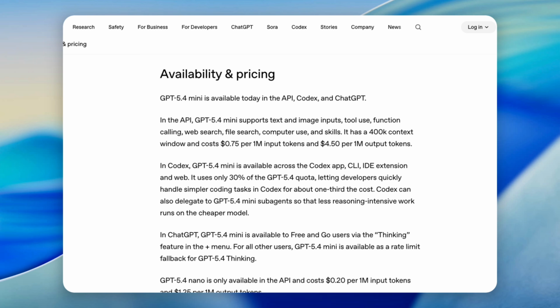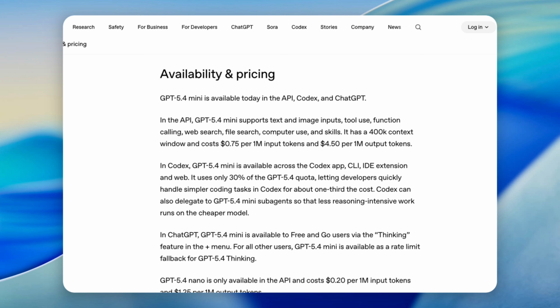On availability, GPT 5.4 Mini is available today in ChatGPT, Codex, and OpenAI's API. Free and Go users can find it under the thinking option, while paid users will see it as a fallback when they hit rate limits on GPT 5.4 thinking. Nano, on the other hand, is only API for now. OpenAI is clearly positioning it as developer infrastructure rather than a consumer product.